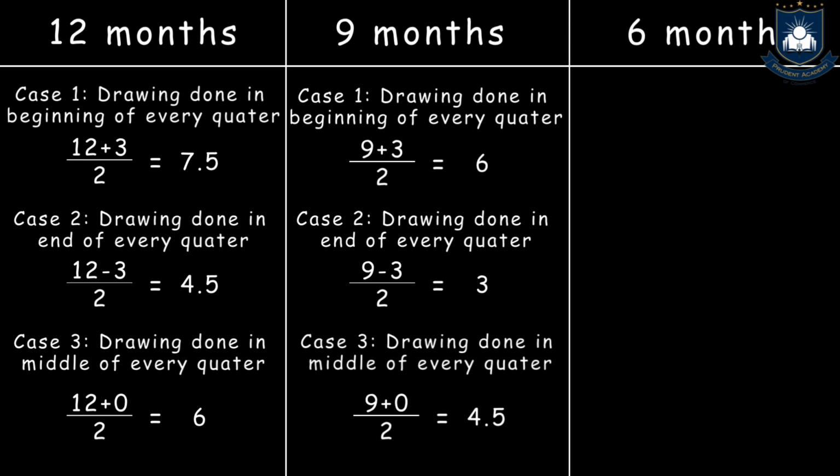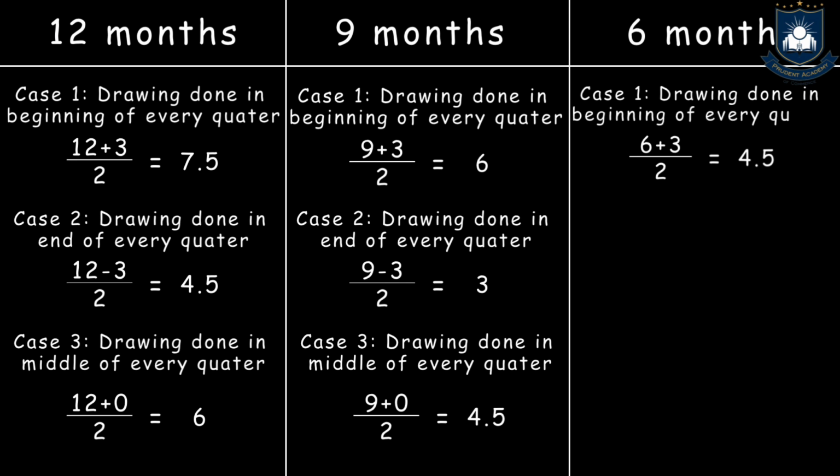This is the way we will have to calculate the time period for interest on drawing. Now coming to the 6 months column. For situation 1, at the beginning of every quarter, the accounting period is 6 months. So 6 plus 3 divided by 2, which is 9 by 2, equal to 4.5 months.